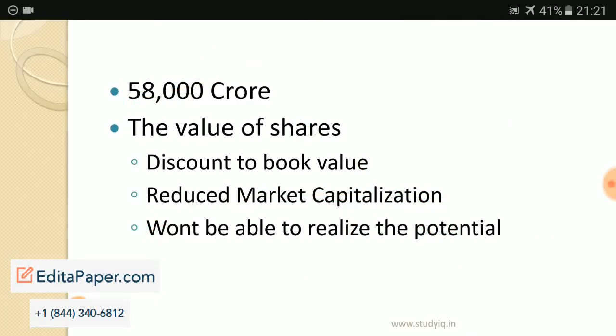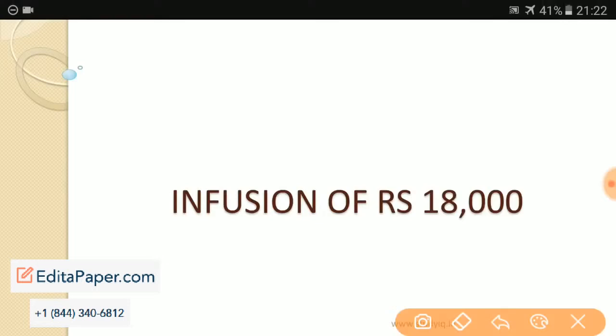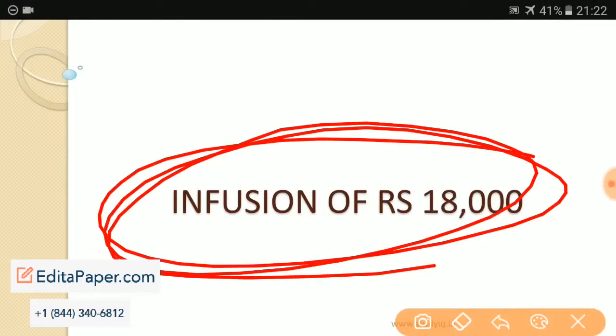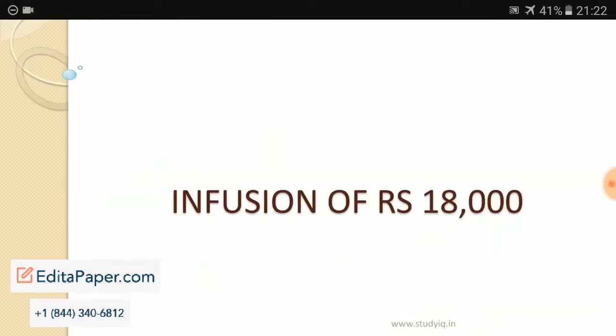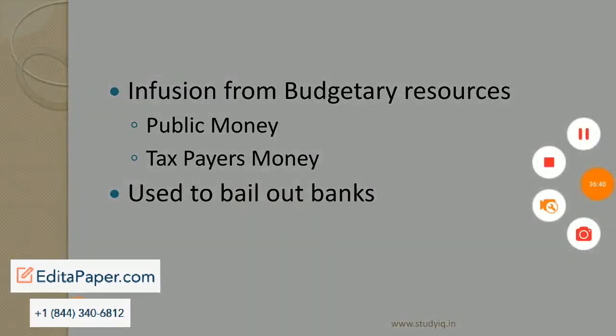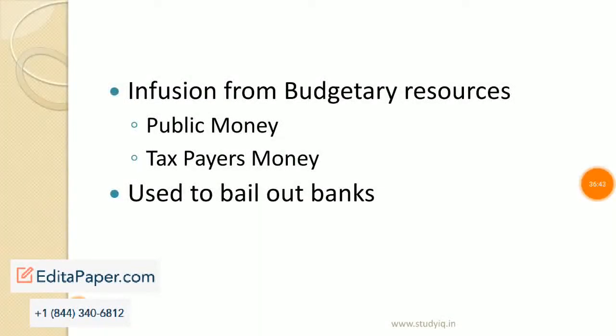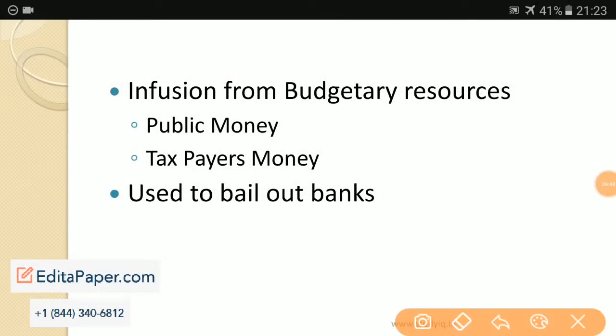The third tool is infusion of 18,000 crore rupees by the government through the budgetary allocations. In this particular infusion scheme, the government would be infusing 18,000 crores into the public sector banks. Where did the government get that money from? That is basically the money that the government has raised as a part of the revenue receipts, so that is the taxpayers' money that the government would be spending on capital infusion of the public sector banks.